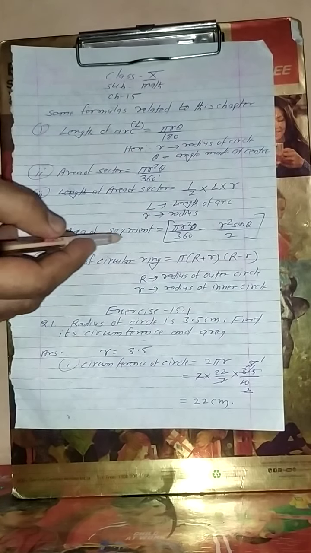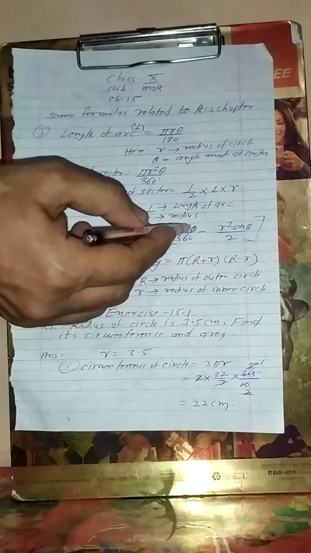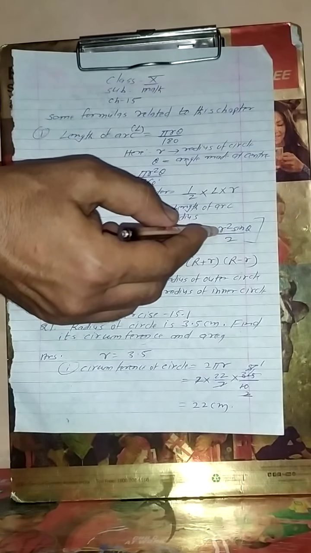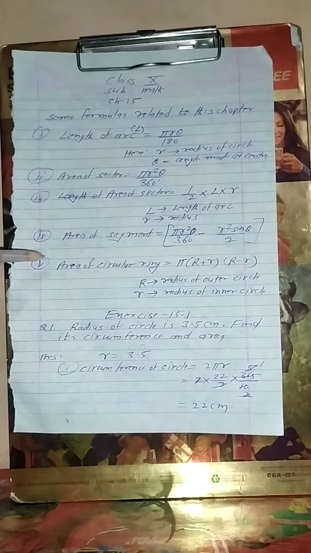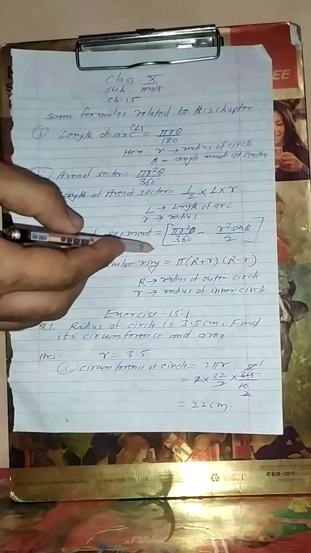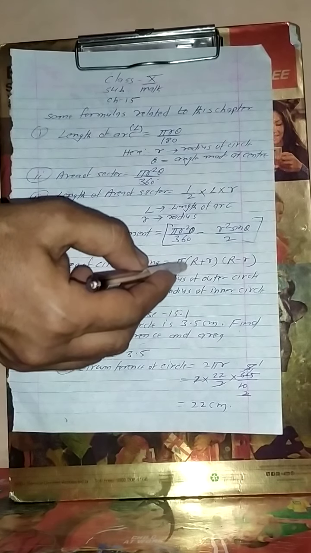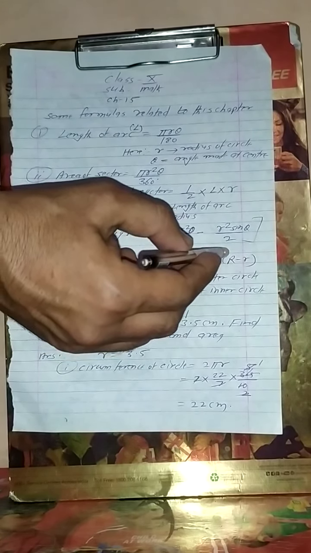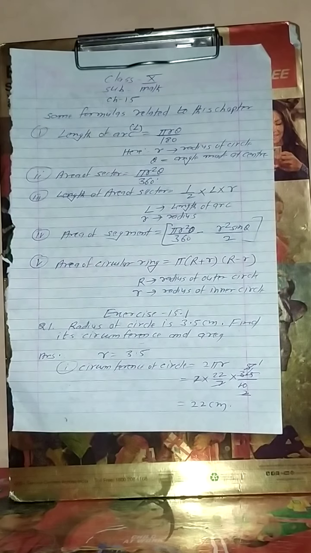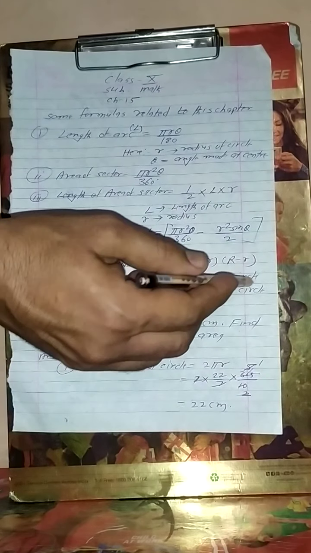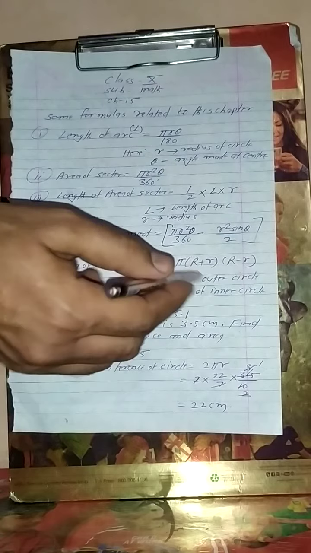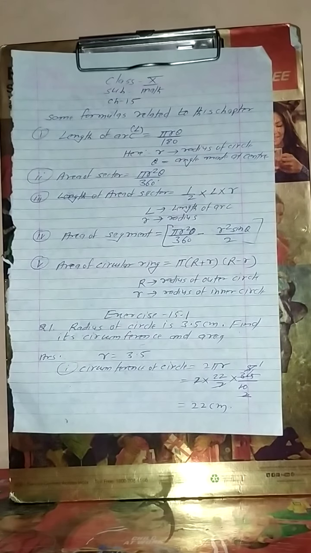Fourth formula, area of segment equal to pi r square theta upon 360 minus R square sin theta upon 2. Fifth formula, area of circular ring equal to pi bracket R plus small r, next bracket R minus small r. Here capital R is the radius of the outer circle and small r is the radius of the inner circle.